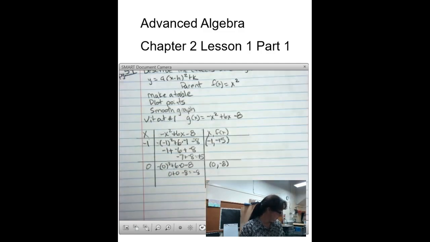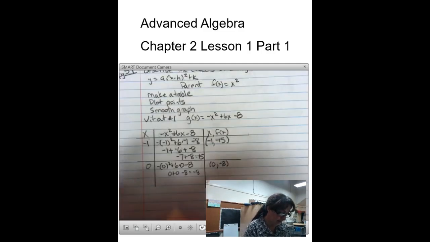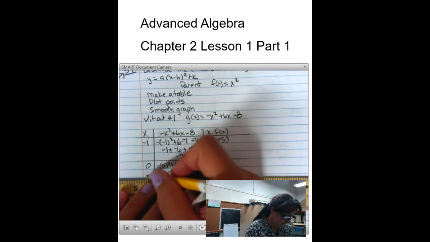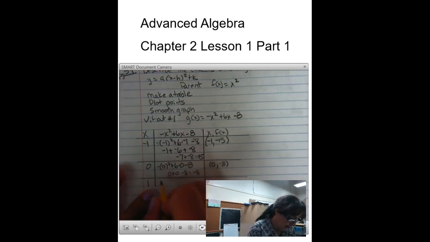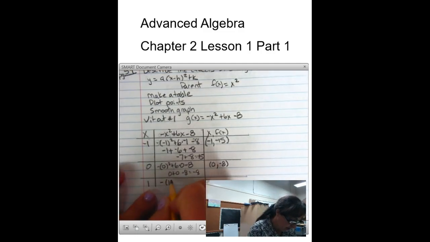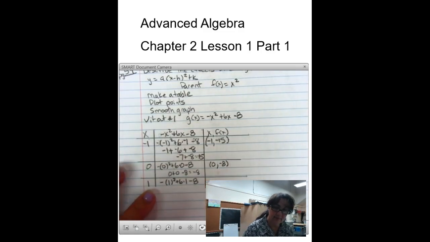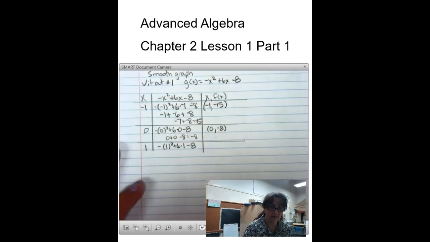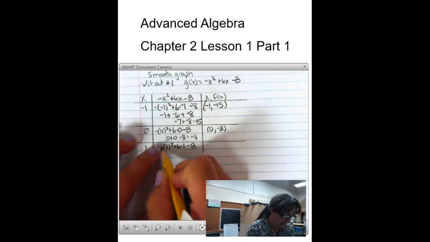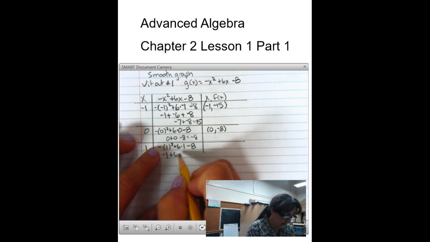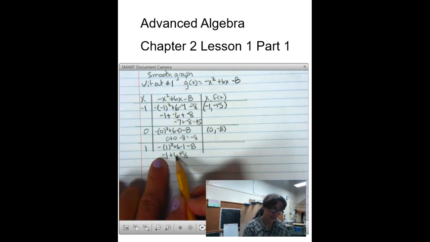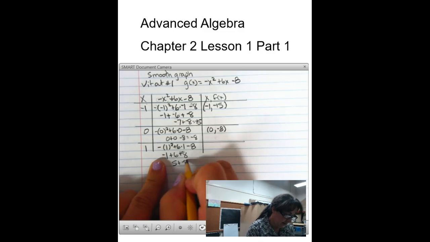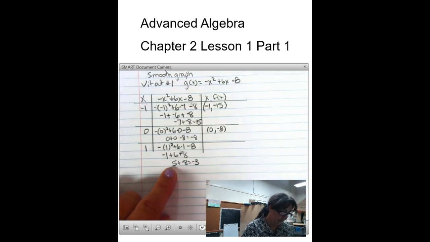Okay, let's do 1. I'm going to draw a line there. Let's do 1 when x is equal to 1. So we have negative 1 squared plus 6 times 1 minus 8. I'm going to scoot that up so we can see a little easier. So 1 times 1 is 1, so I have negative 1 plus 6 minus 8. I'm going to go ahead and do my change on that 8. So negative 1 plus 6 is 5, plus negative 8 is negative 3.